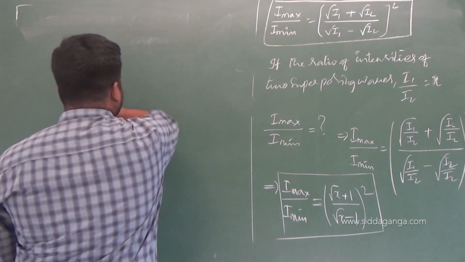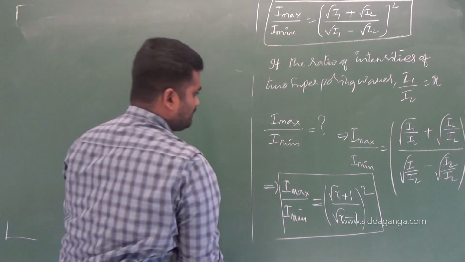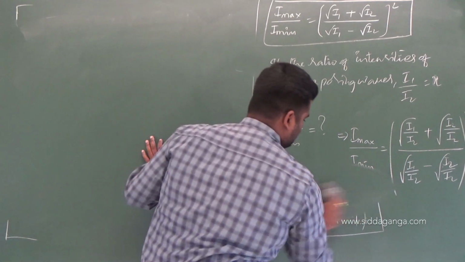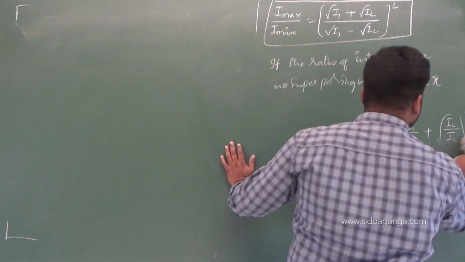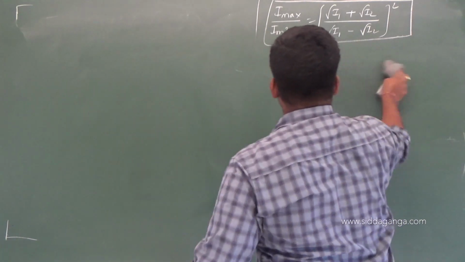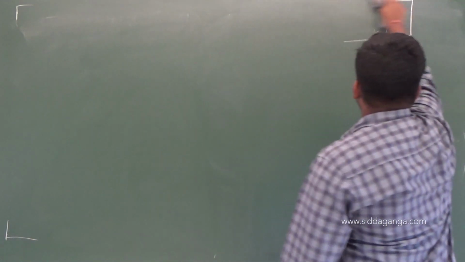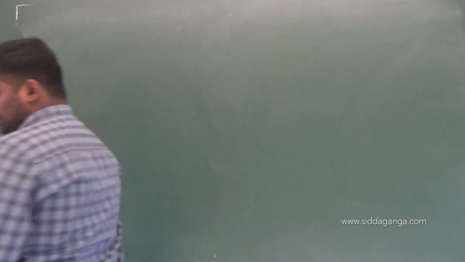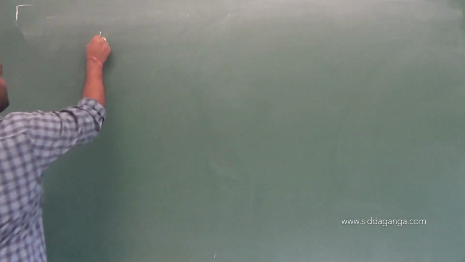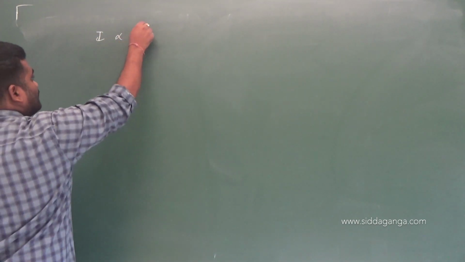Apart from this, in the same equation which we have studied, if I1 and I2 are here in terms of amplitudes, how do we write this I maximum and I minimum, tell me. So in terms of amplitudes also, you know, intensity is directly proportional to the square of amplitude, isn't it?